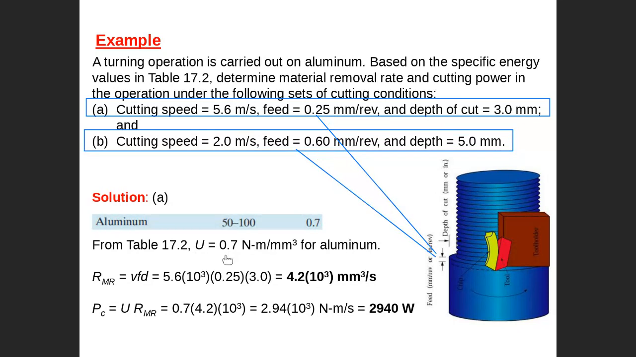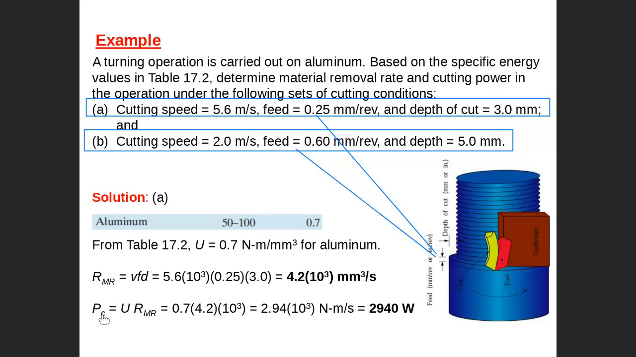From Table 17.2, for cutting aluminium, the specific energy is equal to 0.7. Okay, we're going to use this one. So we have speed, feed and depth of cut. Then the material removal rate is equal to VFD, where V equals 5.6, F equals 0.25, and D equals 3. Then you can obtain it, no issues. This is the material removal rate.